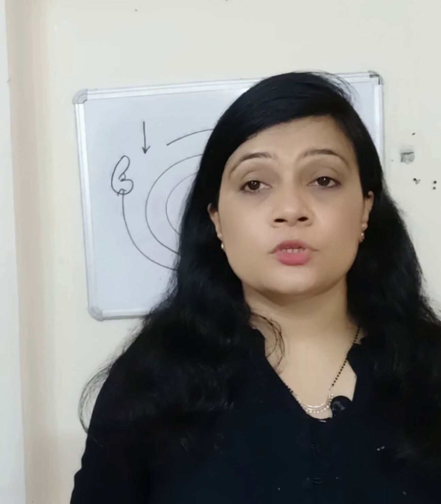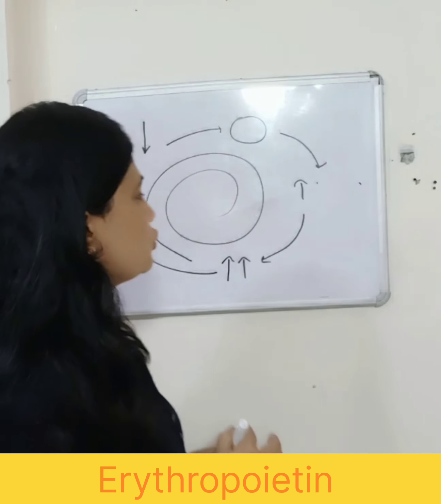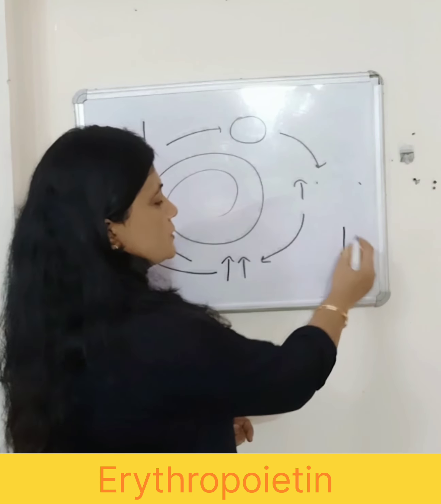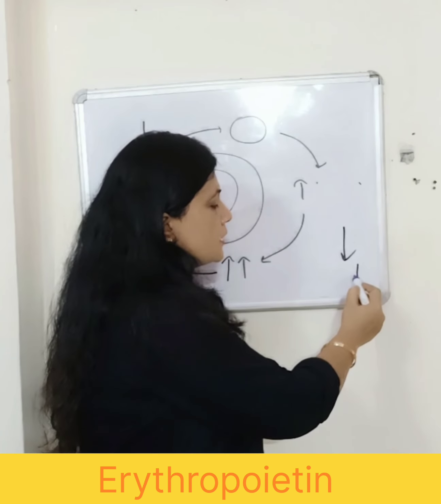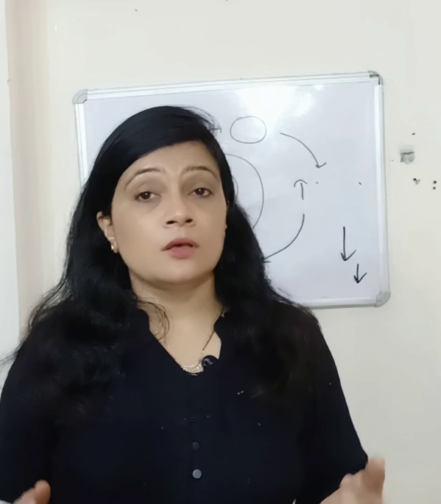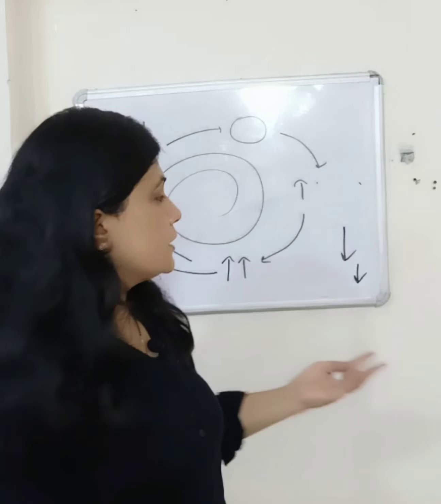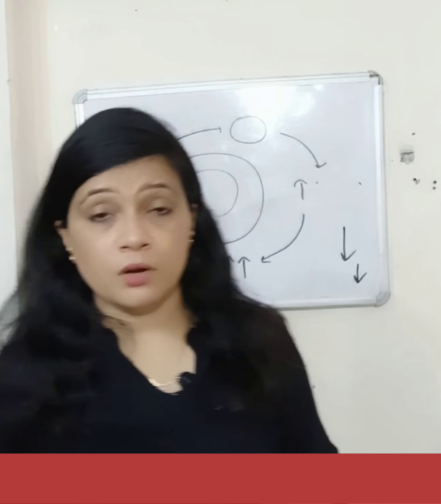Another hormone that is produced is erythropoietin. Erythropoietin hormone is secreted by the kidneys, which helps in the production of RBC. And when the kidney function is deteriorated, erythropoietin hormone is also going to decrease. And when erythropoietin decreases, there is a decreased RBC level. And decreased RBC level means decreased hemoglobin, and decreased hemoglobin means the patient is now anemic. Right? The patient is having anemia.